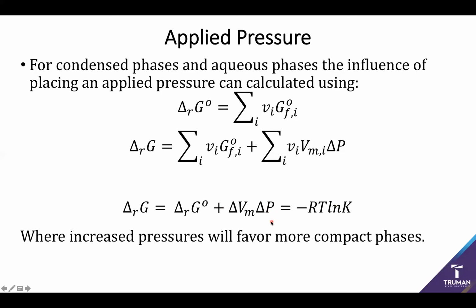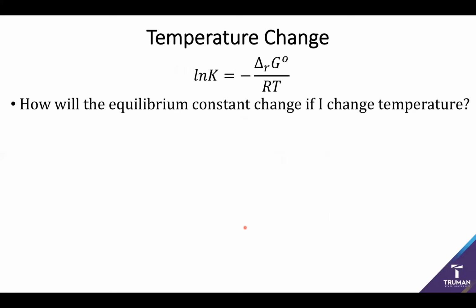But in general, what we're going to find is that as I increase my pressures, I'm going to tend to favor my more compact phase, so the phase with the smaller molar volume. However, what often ends up being much more relevant is how our equilibrium constant is going to change with temperature. Because as you may have noticed, it's right here in the dependencies.